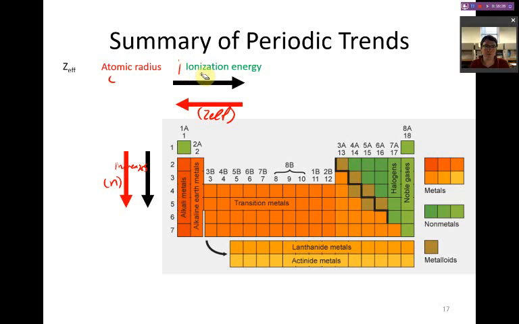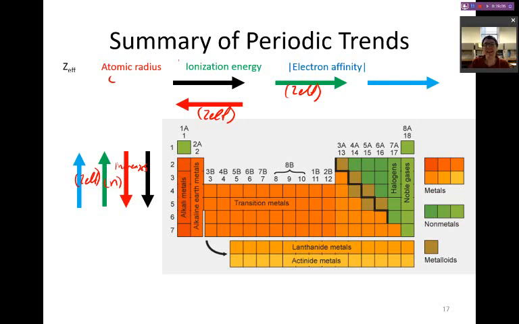Ionization energy increases as we go from left to right, and increases as we go from bottom to top of the periodic table. The reason for this, again, is that as we go from left to right, the effective nuclear charge is increasing, and the same for here. The effective nuclear charge is increasing. The elements are also smaller. The electrons are held more tightly, therefore it's harder to remove them. And then finally, looking at the absolute value of electron affinity, it tends to increase as we go from left to right and from bottom to top.